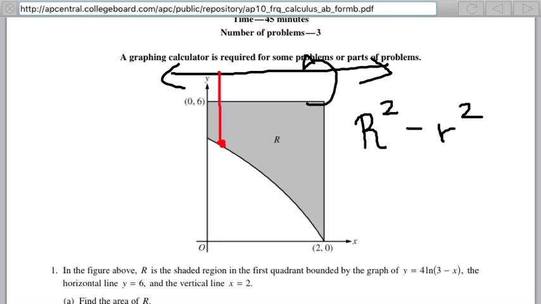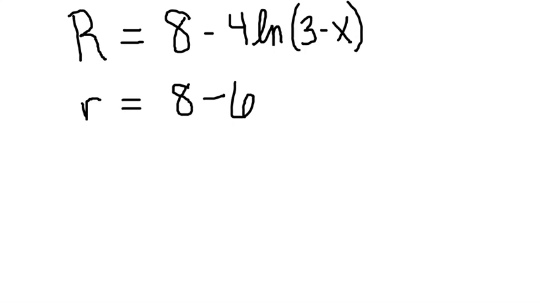My little radius, which is just this cylindrical tube here that's going to form, comes from 8 minus this upper curve here, which was just 6. Okay, so let's see what this is going to look like as an integral. Now that we've identified that our outer radius, our largest radius of that washer, is 8 minus 4 ln of 3 minus x, and then our inner radius, the little radius that's going to create the hole through the washer, is simply the line y equals 8 minus the line y equals 6, so 8 minus 6.